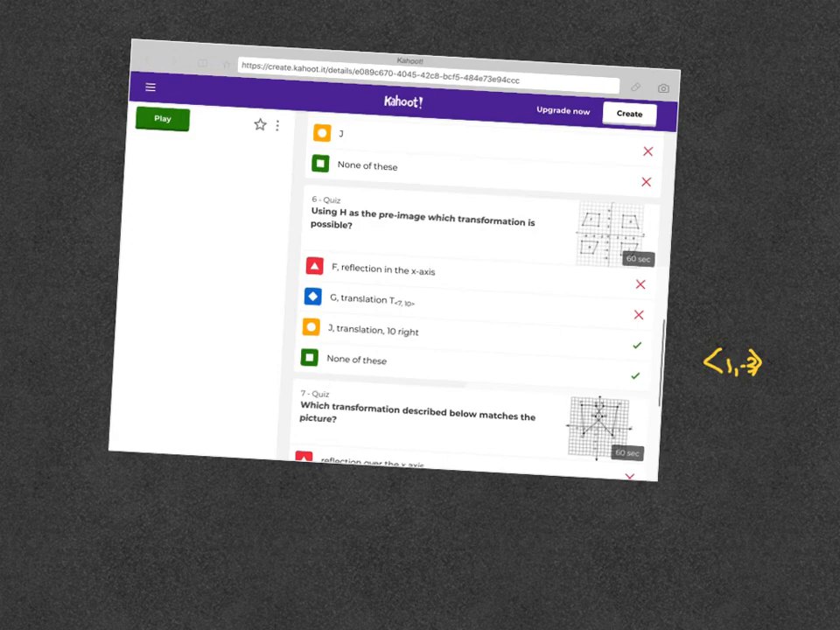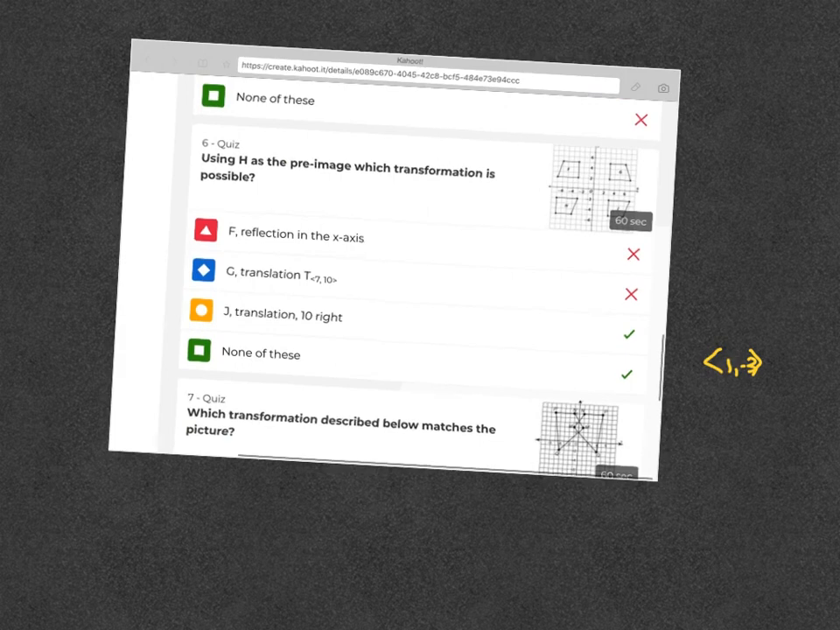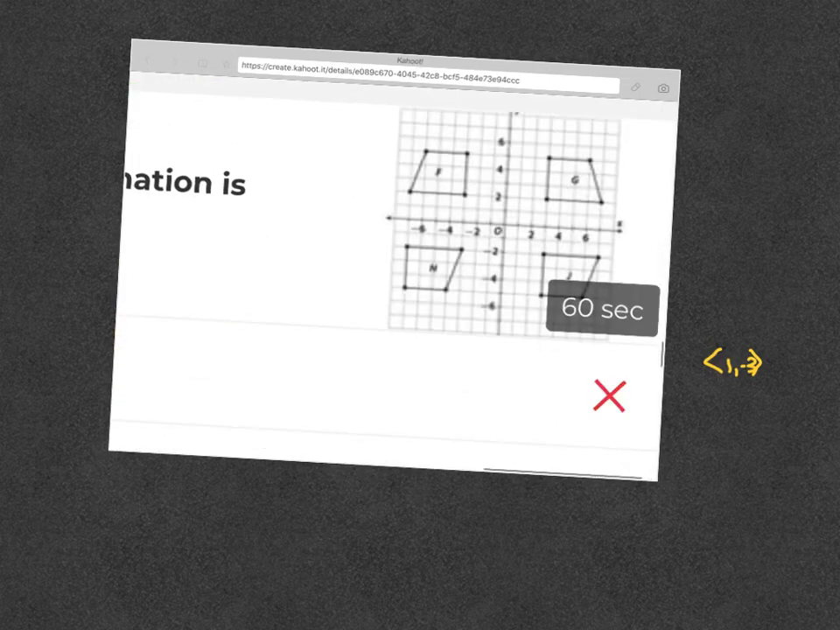Six says using H as the pre-image, which transformation is possible? So if I used H as the pre-image, F over the x-axis would flip it so that it was exactly the same shape. So it would still look like this. It would just be flipped. So that's why that one doesn't work.